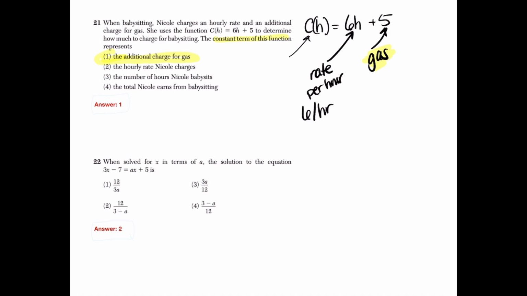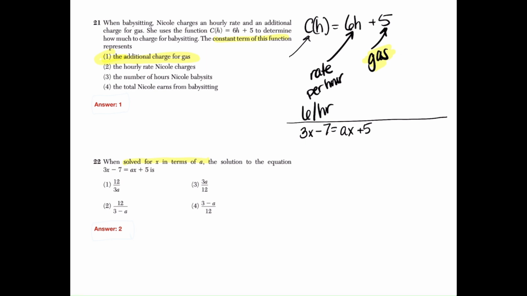Let's look at 22. Now 22 I'm going to give myself some space for because it is an algebra problem. And we want to solve in terms of A. So what does that mean? We want to solve for x in terms of A. Just solve for x. That's all we're doing. This is just basic algebra. And I'm going to give myself a little bit of space here and move a little bit higher. So I have 3x minus 7 is equal to Ax plus 5.